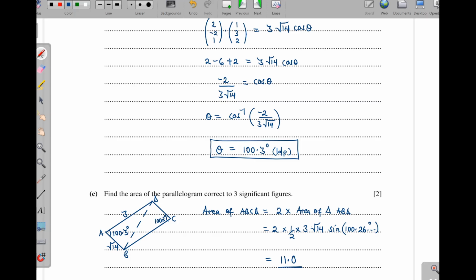11.0 square units. So don't put centimeters squared. They didn't tell you that the dimensions were in centimeters.